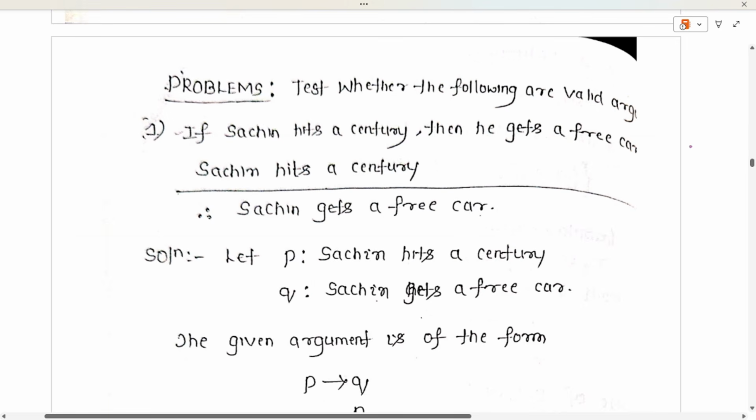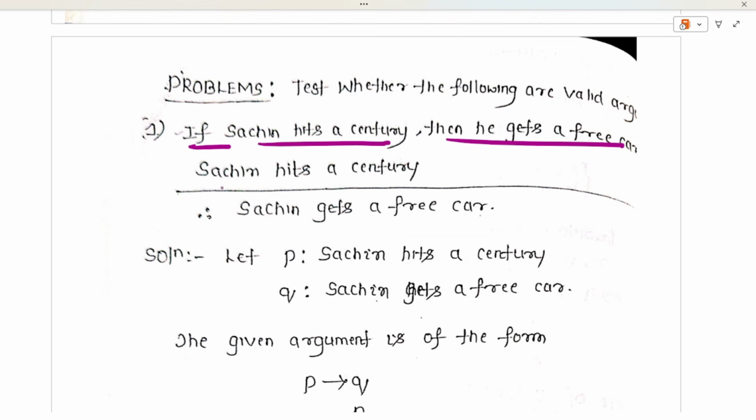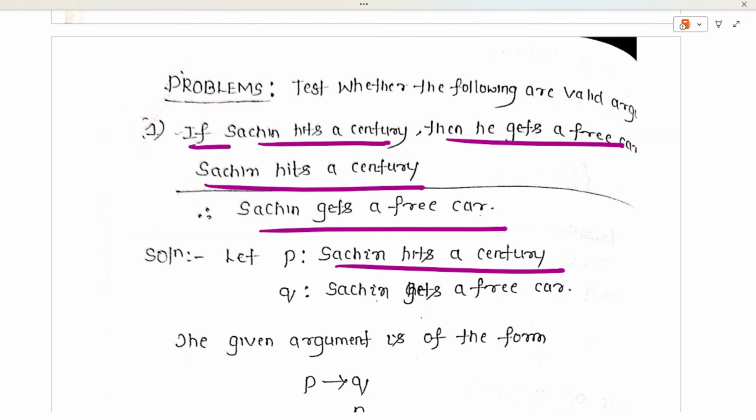This type of problems is very easy. I'll be just explaining 2 or 3. Rest all I'll be saying like that only. If Sachin hits a century, then he gets a free car. Sachin hits a century, so he will get a free car. What you will write? First you assume a statement that he will hit a century, gets a free car.